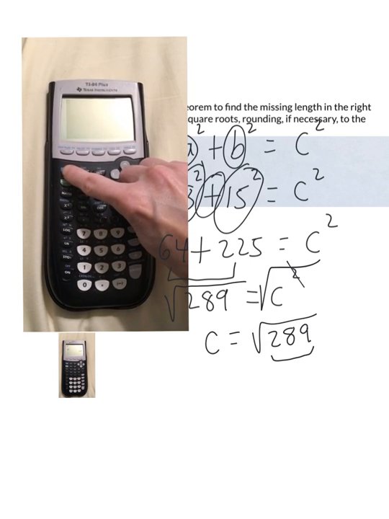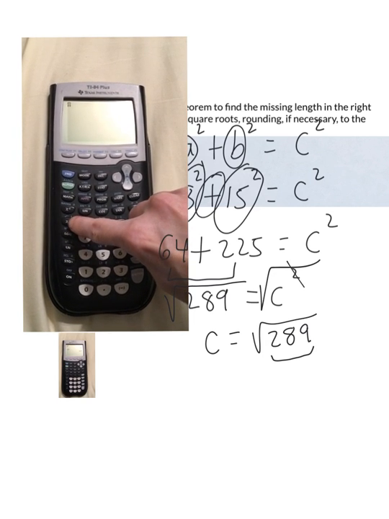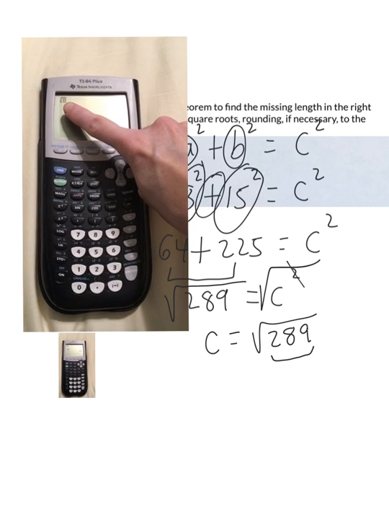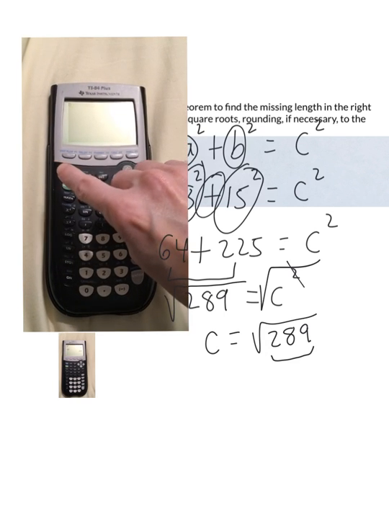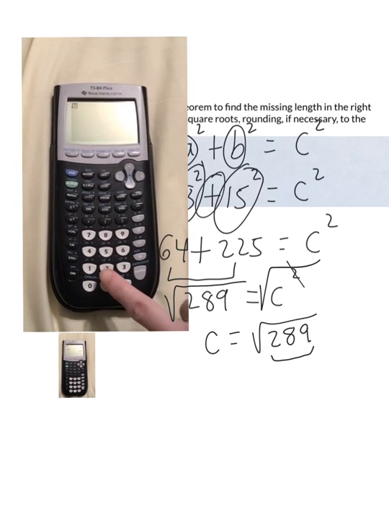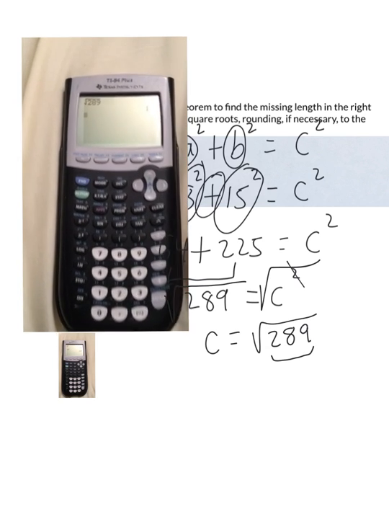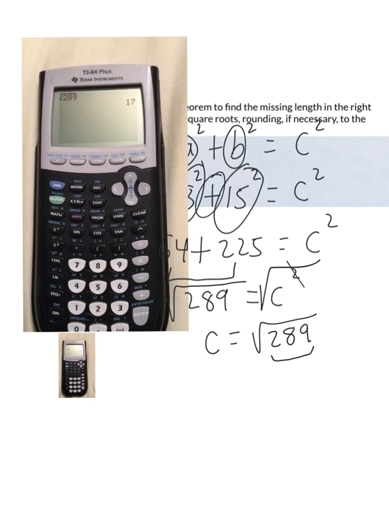Hit second. As soon as you hit the second button, an arrow appears in the cursor, and then you're going to hit x squared. And you'll know if you've done it correctly because the square root should come onto the main screen. If it does not, you can always hit clear and try again. So if I clear it out, again I hit second, followed by x squared. Then I'm going to type in the 289. Then I hit enter for equals. And 17 is the square root of 289.